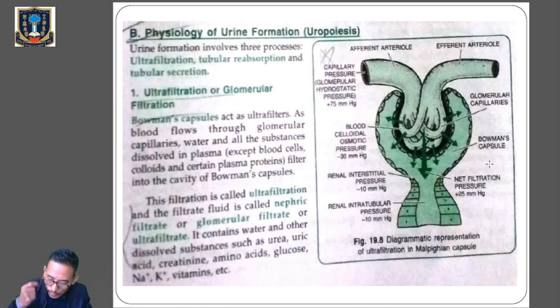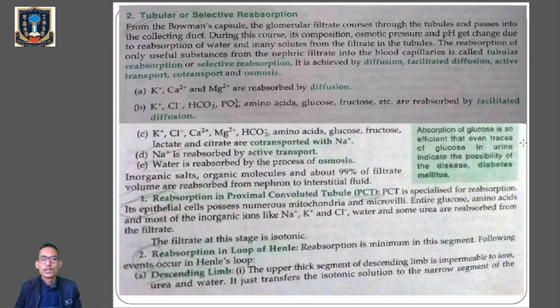From Bowman's capsule, this filtrate goes to the tubular part of the nephron: the PCT, the loop of Henle, then the DCT. There will be tubular reabsorption, or selective reabsorption, of substances. So the second process of urine formation is tubular reabsorption. The glomerular filtrate passes through the tubules to the collecting duct.